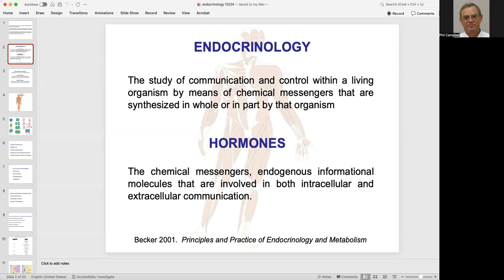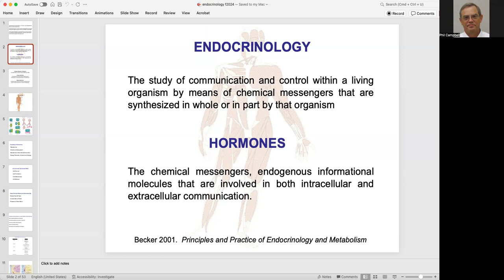It's about this thick. I have a copy in my office. This is the modern definition of endocrinology, not the definition from the 1930s, not the definition from the 1970s. This is the definition as of now. Basically, it is the study of communication and control within a living organism by means of chemical messengers that are synthesized in whole or in part by that organism. But this isn't the complete answer.